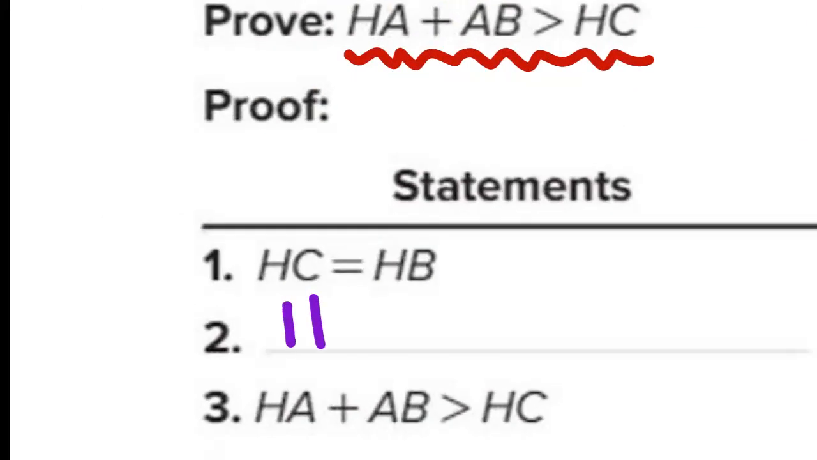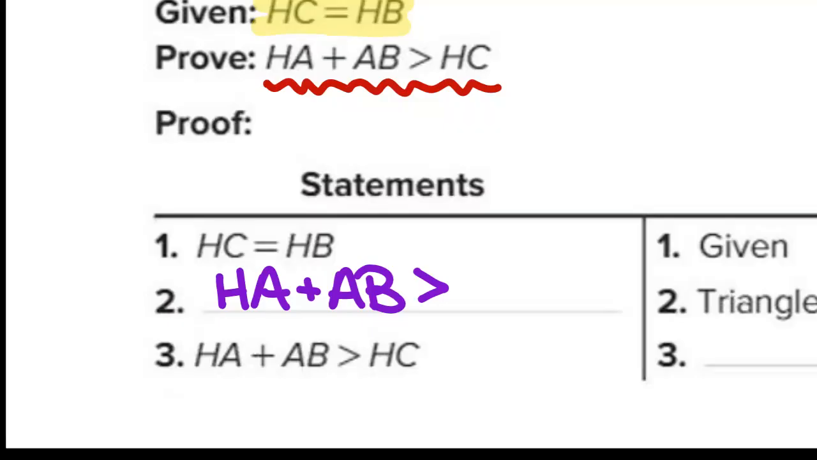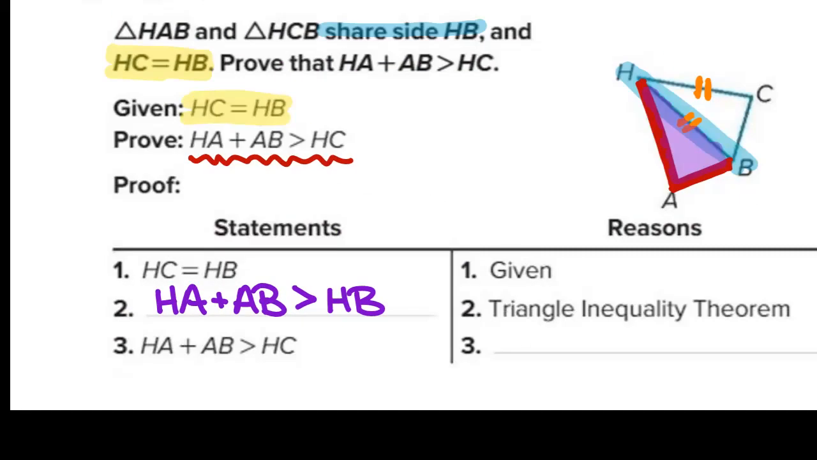So HA plus AB is greater than HB because it is the third side of that triangle. Any two sides of a triangle, like these two, will always add up to be bigger than the third side of the triangle. That's what my triangle inequality theorem tells me.